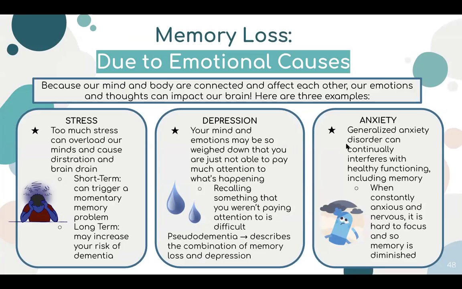Second, depression. Your mind and emotions may be so weighed down that you are not able to pay much attention to what's happening. Recalling something that you weren't paying attention to is difficult. Pseudodementia describes the combination of memory loss and depression. Third, anxiety. Generalized anxiety disorder can continually interfere with healthy functioning, including memory. When constantly anxious and nervous, it is hard to stay focused and so memory is diminished.